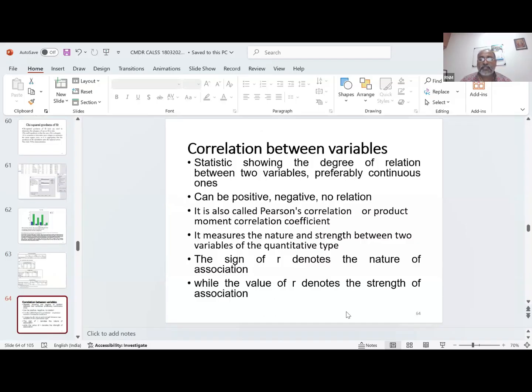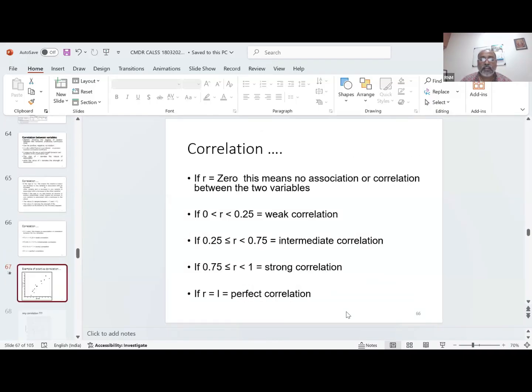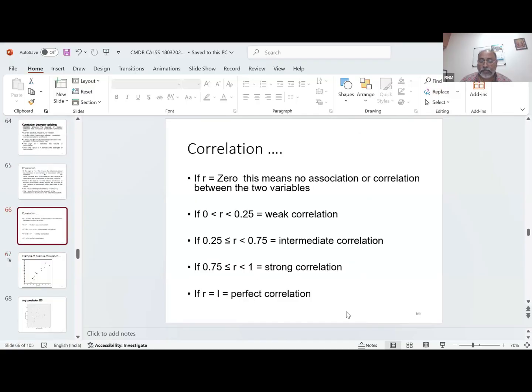Now the correlations are also equally important, but I will not spend much time on it. Correlation, then regression, all these things have already been talked about. But in correlation, always remember this thing, that many people ask what is an ideal correlation.